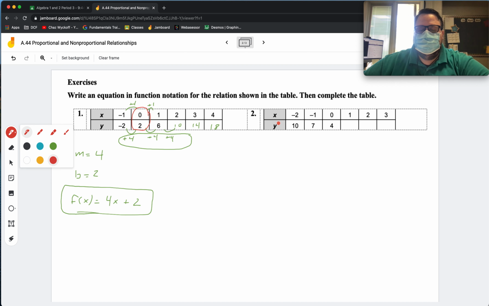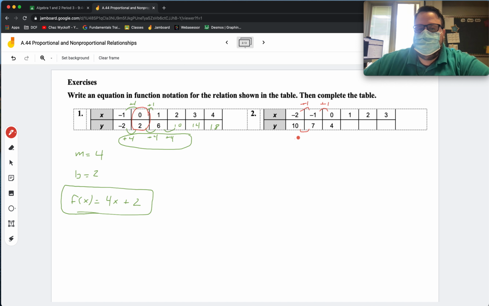Let's look at number 2. First thing I want to check, do my x values go up by 1? Well, negative 2 plus 1 is negative 1, so that works. Negative 1 plus 1 is 0, and so forth. So my first stipulation is a check. Now I'm going to see what's going on here.